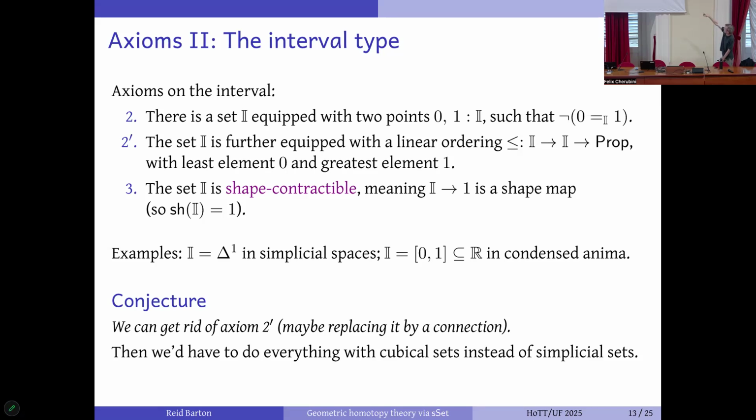But it looks contractible to all the shapes. So the map from I to the terminal type is one of these shape maps. It's the reflection of I into the subuniverse of shapes. So we could say that I is shape contractible, or the shape of I is a point.